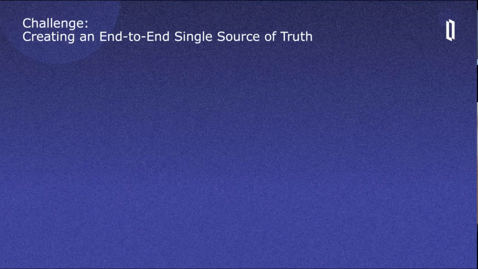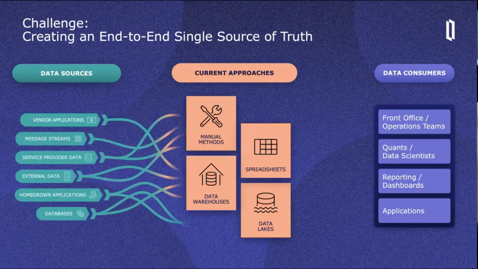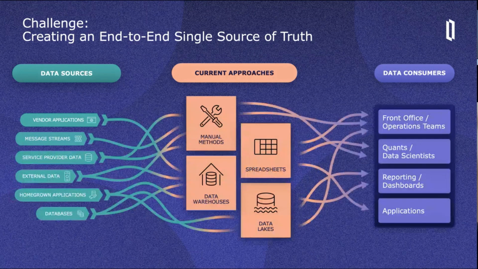So the challenge that most financial firms are trying to solve is how they can become data-driven. And essentially, to become data-driven, they need to have an end-to-end single version of truth of their data. It's not a new problem that you might not have heard about. It has been a problem for many years, and organizations have been trying to solve it using multiple approaches. People still use manual methods. People still use spreadsheets.